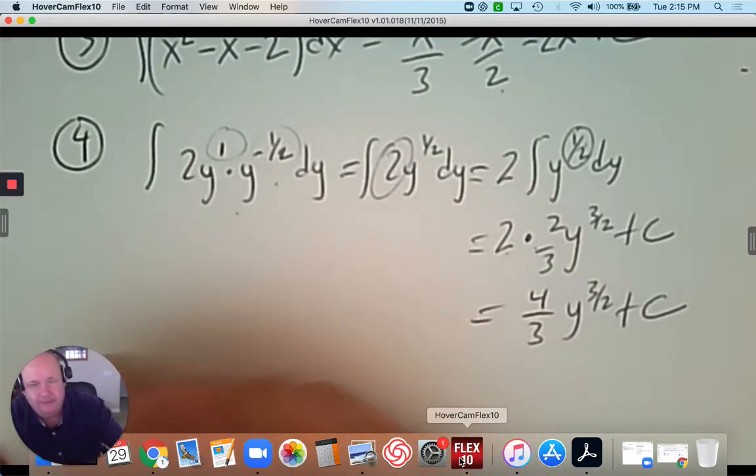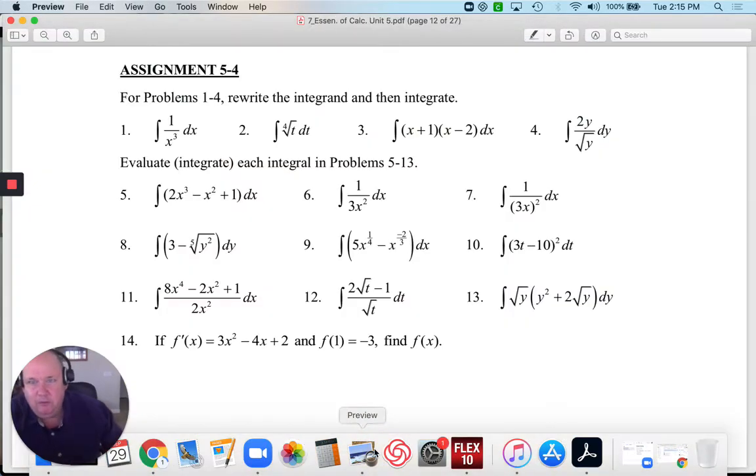Number 5. Here we go. We're just moving along here. All right, evaluate each integral in problems 5 through 13. So 2x cubed subtract x squared plus 1. So we don't have to change anything. Just integrate what you see. So again, add 1 and divide. And we don't have to simplify it.